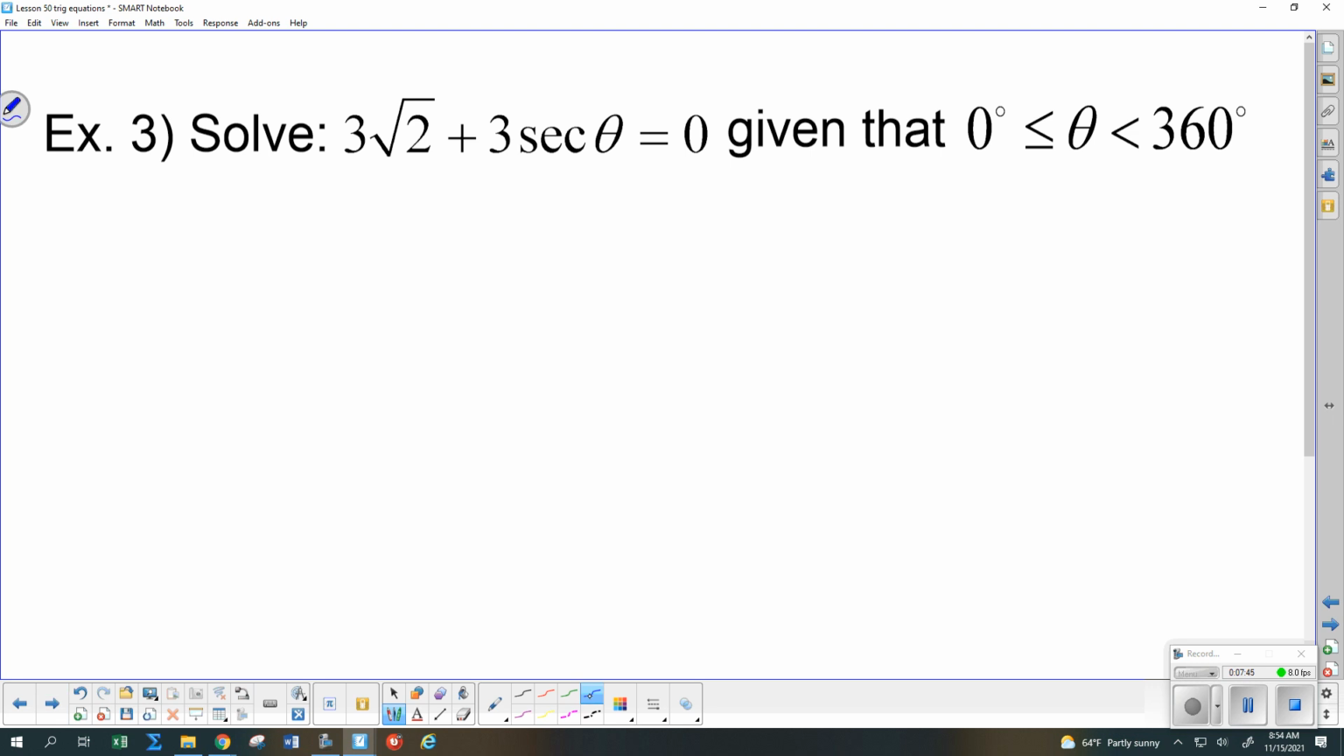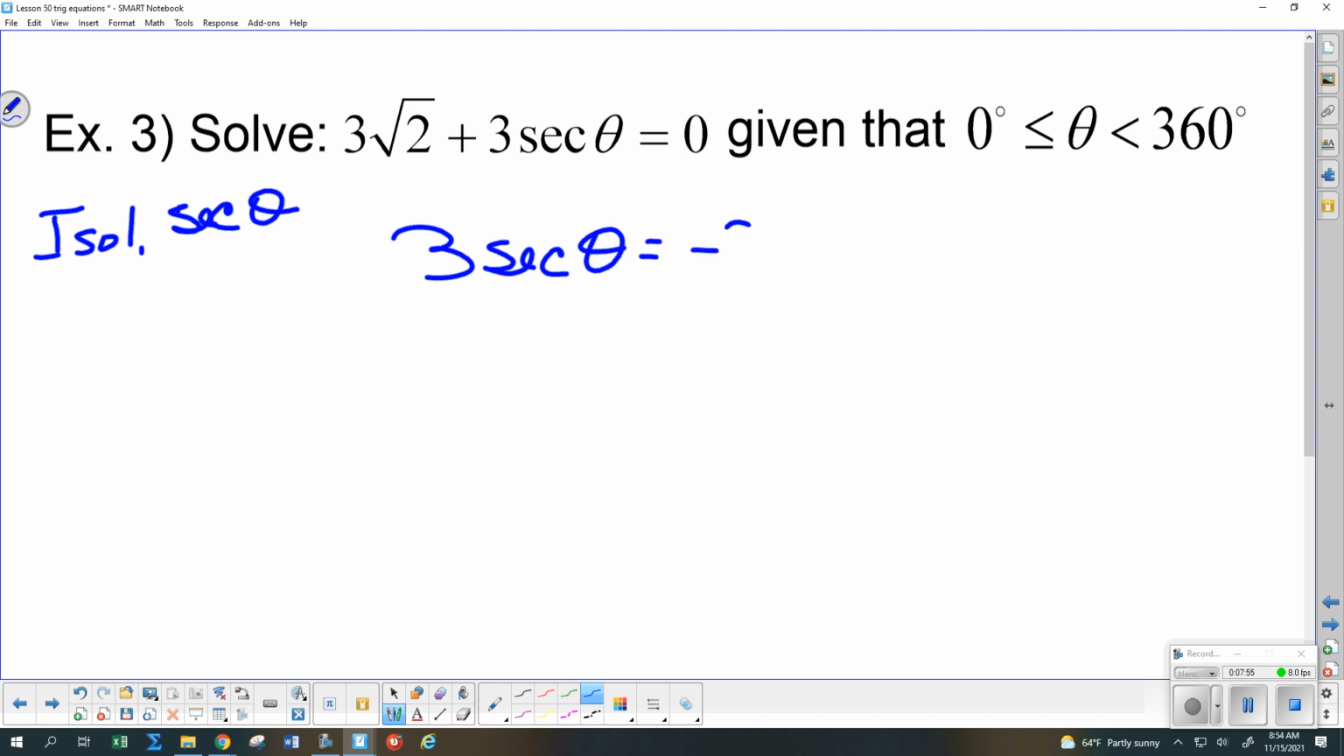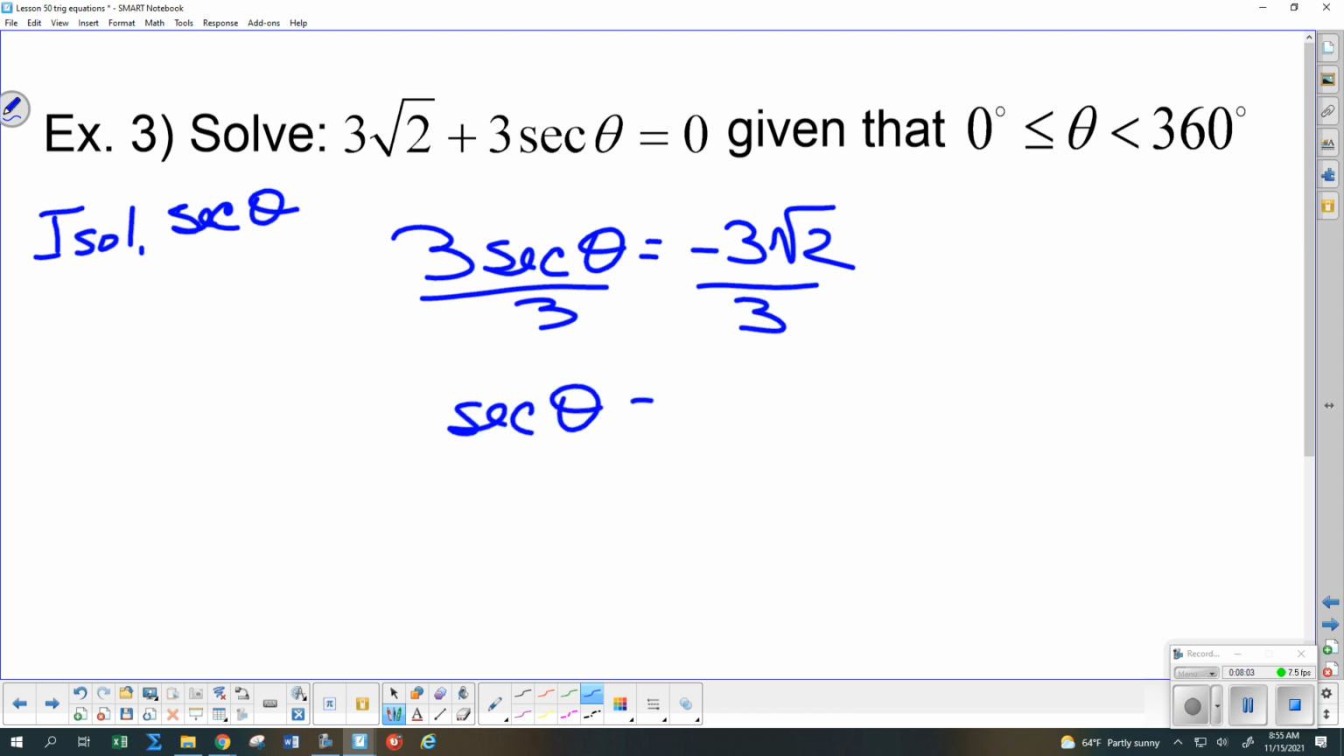Okay, again, we're going to isolate the trig function. So this time we're going to isolate the secant of theta. So 3 secant theta is -3 root 2. Divide both sides by 3. And the secant is minus root 2. I have not memorized a secant unit circle, so we need to take reciprocals of both sides.